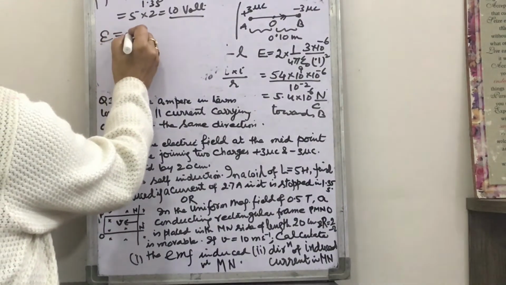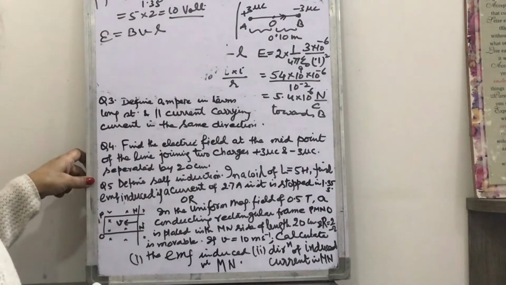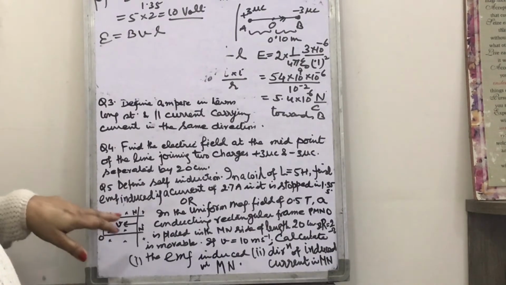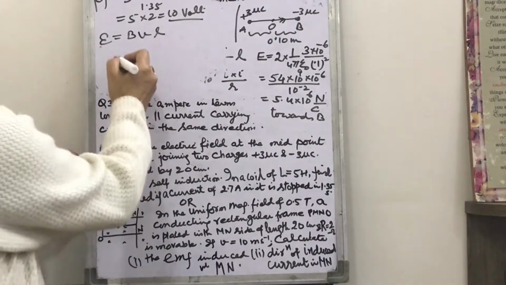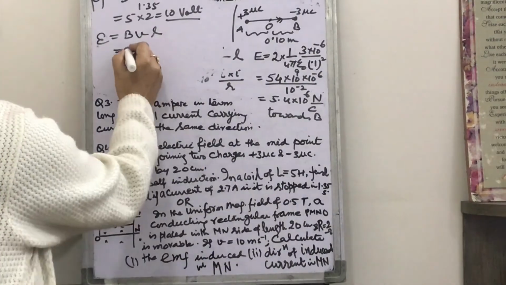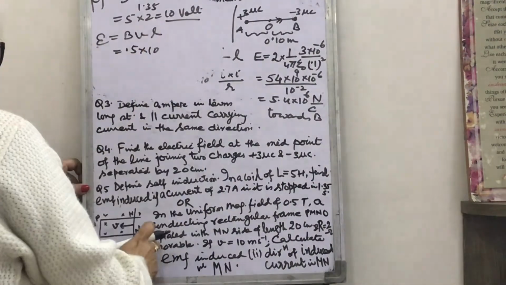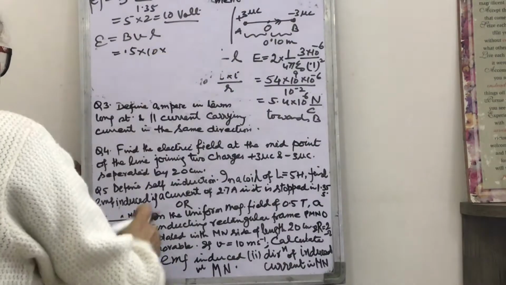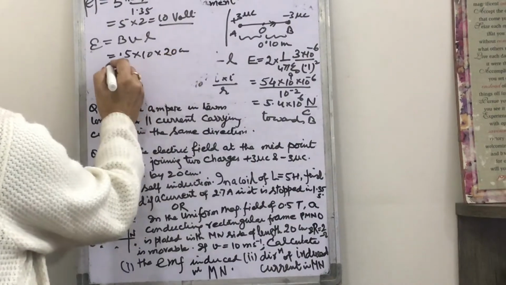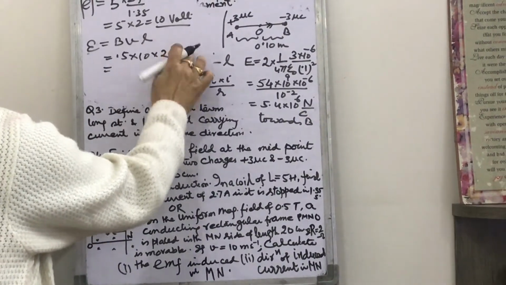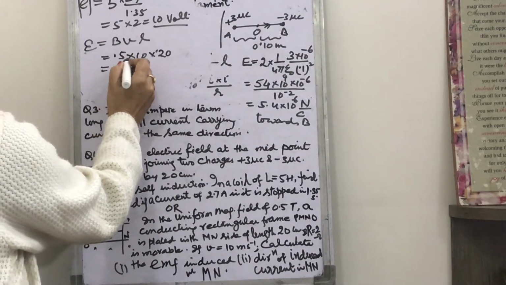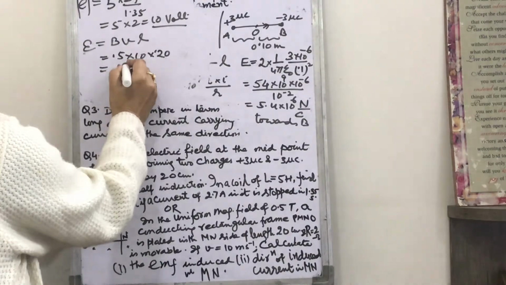Motional EMF we have read as BVL sin theta. Here since the field is perpendicular, V is in this direction, theta is 90, sin 90 will be 1. So put the value. B is given as 0.5. So 0.5 into velocity 10, and length is given as 20 centimeter. You write directly 0.20 meter. Pay attention to units. Then this will be 1 volt.